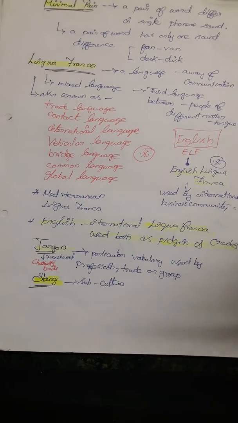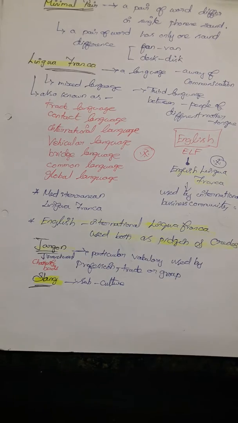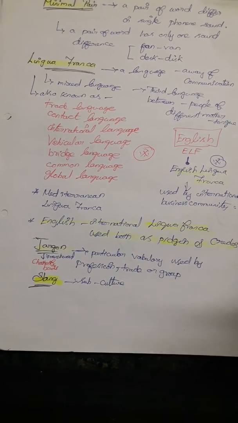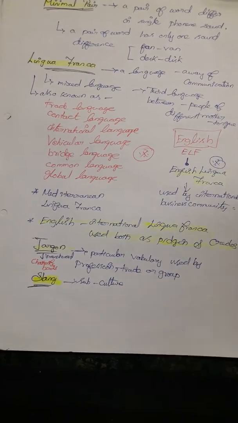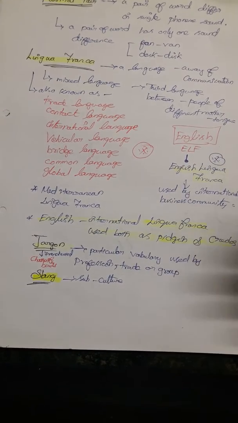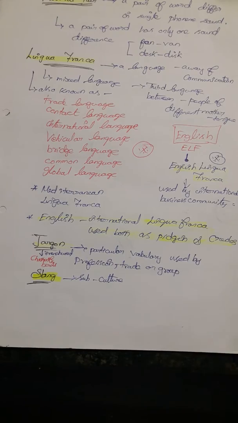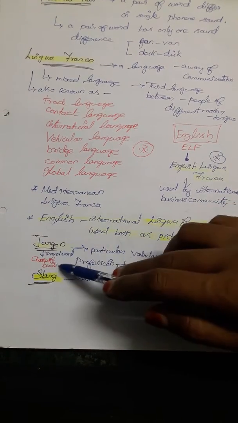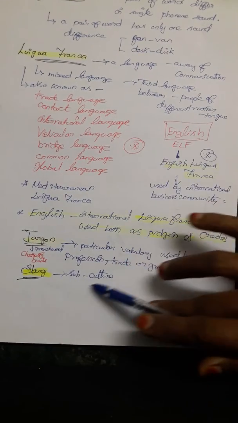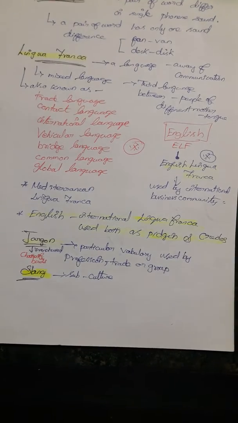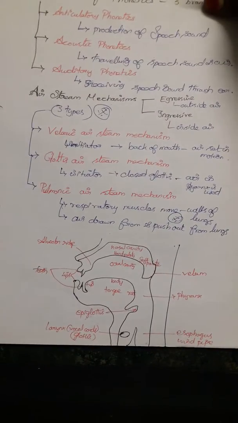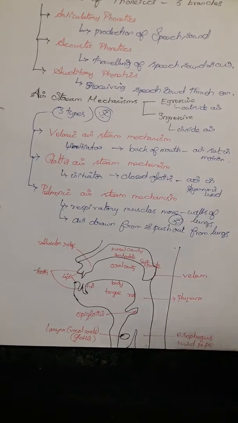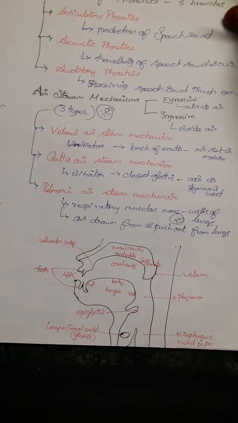And jargon is a particular vocabulary used by a professional, trade, or group. Jargon was used by plumbers. There were plumber jargons, physician jargons, and technical jargons. There were many types of jargons, and jargon is a French word which means the scatter of words. And slang is the subculture. Slang terms, we always use our own slang, no? That is a subculture. And moving on to the other topic, the branches of phonetics.